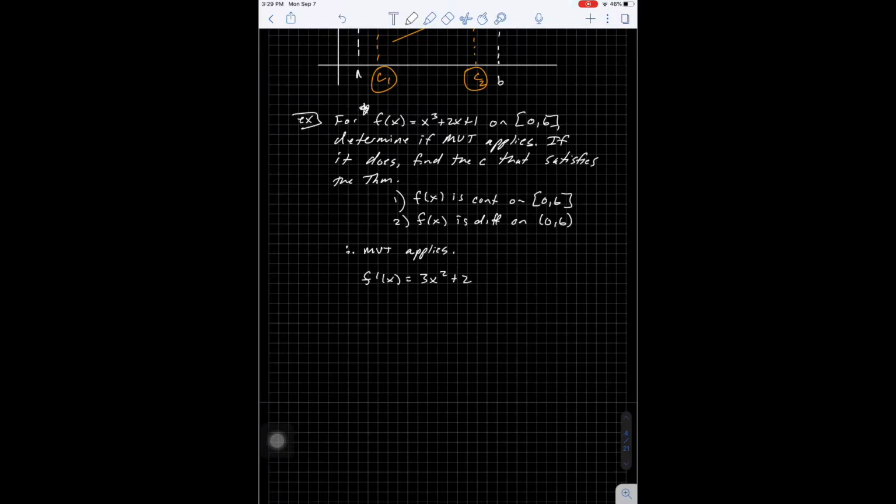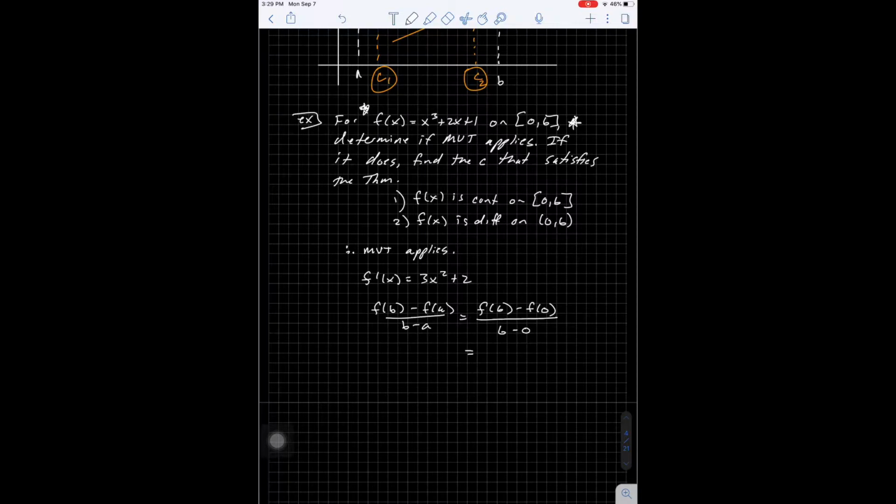Okay, and let's find the slope at the endpoints. F of b minus f of a over b minus a. So that's going to be f of 6 minus f of 0, our specific endpoints here, over 6 minus 0.